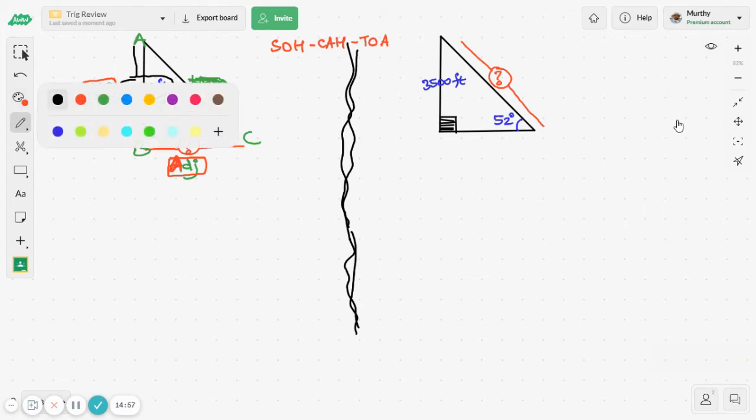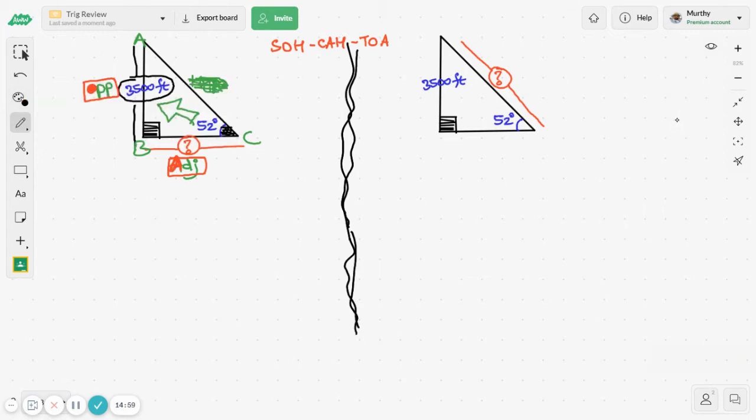Where can I see this opposite and adjacent? No, not here. And adjacent hypotenuse, not here. Opposite and adjacent? Yes, here it is, right? Therefore, I have to go for TOA.